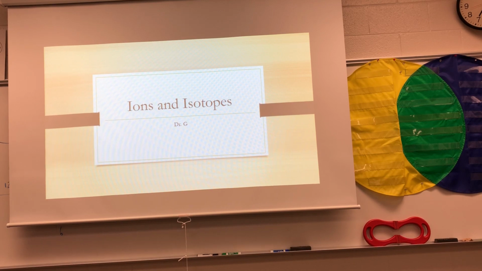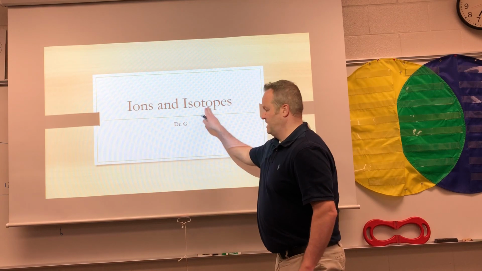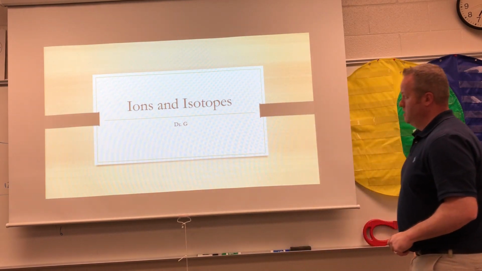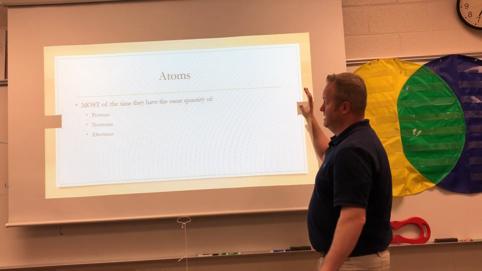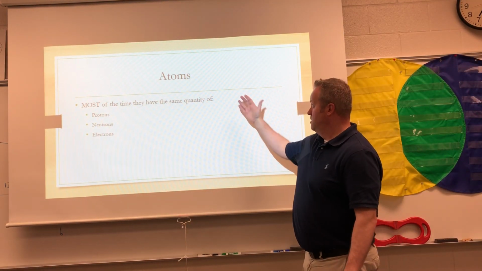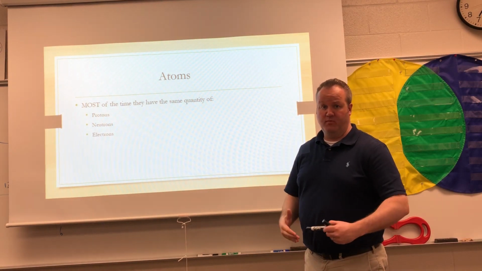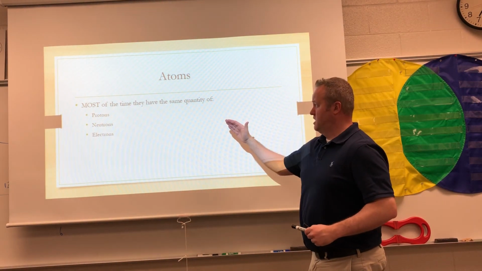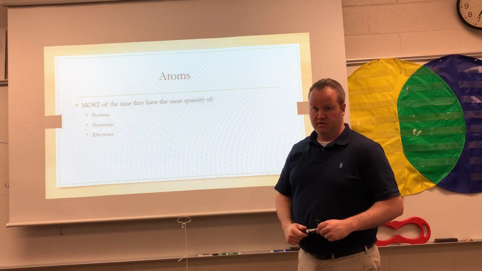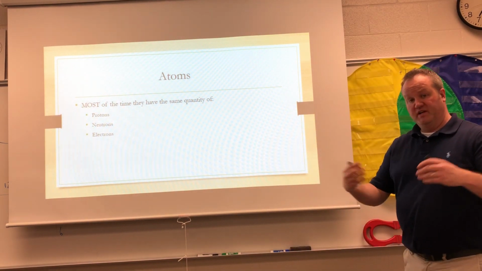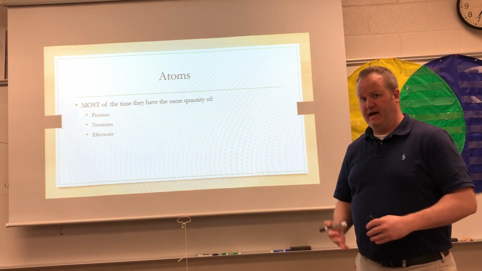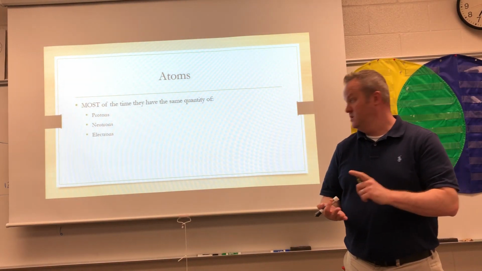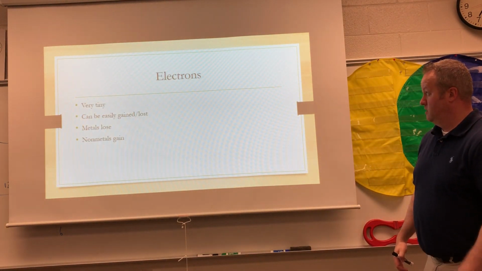Today we're going to address ions and isotopes. We'll start with ions today and we'll visit isotopes later on in another video. But the first thing I want to tell you about ions is that when we have atoms, most of the time they're going to have the same quantity of protons, neutrons, and electrons. So, for example, an atom of oxygen should technically have 8 protons, 8 neutrons, and 8 electrons.